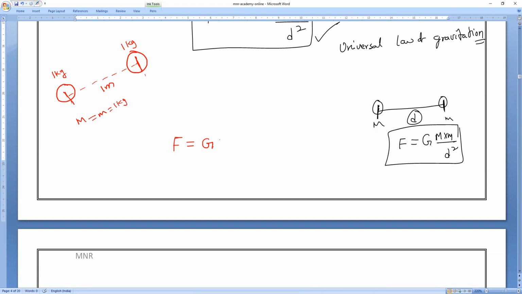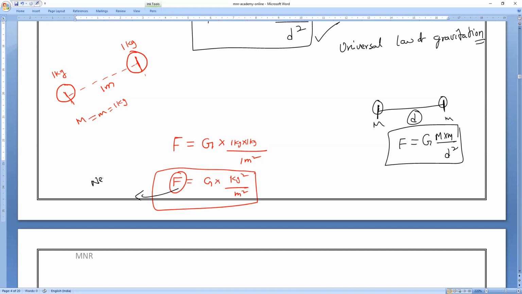So how much is it? Check it. G into 1 kg into 1 kg divided by 1 meter square. So F equals capital G into 1 kg into 1 kg. What is that, everybody? 1 kg into 1 kg is kg square, divided by meter square. That is the force of attraction. What are the units of force? Newtons.